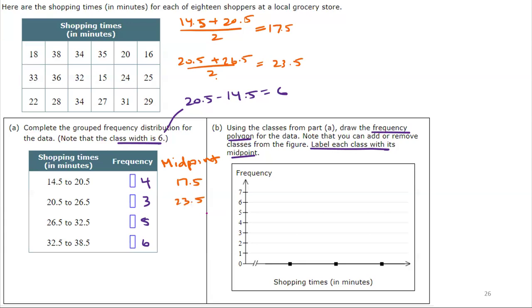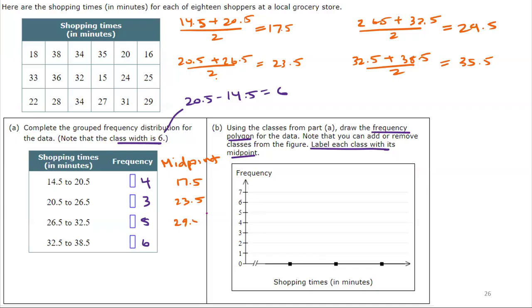Right. The next one, we have 26.5 plus 32.5 divided by 2. So that gives us 29.5. And for the last one, we have 32.5 plus 38.5 divided by 2. That gives us 35.5. Okay. So let's write that down here, 29.5 and 35.5. Okay, so that's our midpoint.